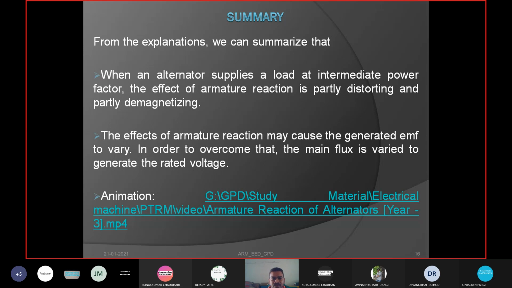Now we will see the animation regarding this armature reaction.